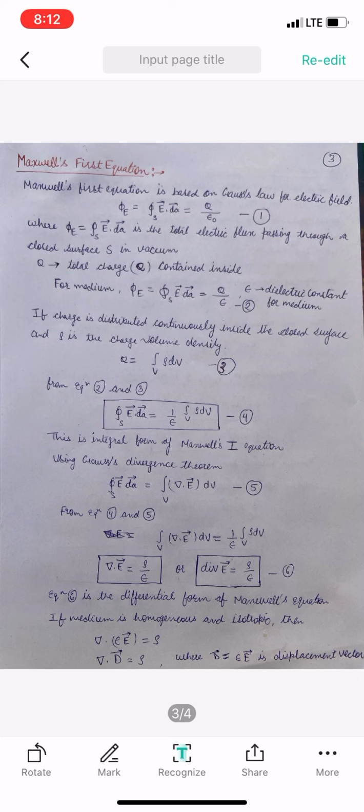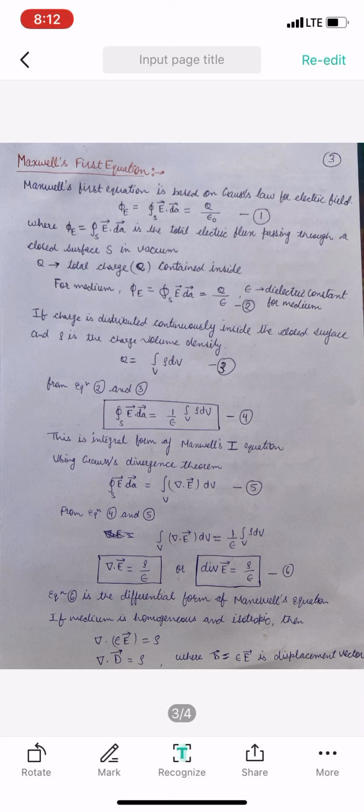From equation number 4 and 5, if we compare them, we can see that the integration over the volume V of divergence of E dV is equal to 1 upon epsilon times the integration over the volume V of rho dV. It will be divergence of E is equal to rho upon epsilon, where epsilon is the dielectric constant for the medium. Equation number 6 is the differential form of Maxwell's first equation. It is a very important equation.